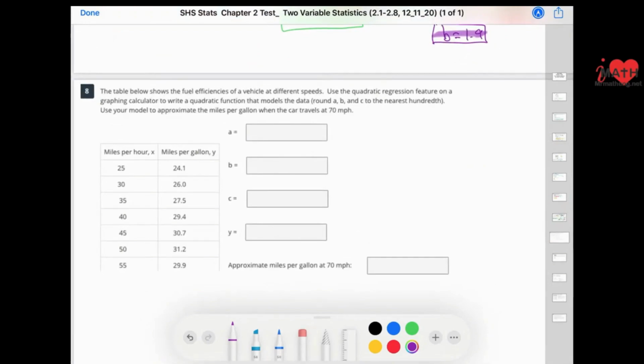The table shows the fuel efficiencies of a vehicle at different speeds. Use a quadratic regression feature on a graphing calculator. Write a quadratic function that models the data. Round a, b, and c to the nearest hundredth. So hundredth is 2 decimal places, but you have to look at the third one. Use your model to approximate the miles per gallon when the car travels 70 miles per hour. So let's go ahead and put that into our calculator.